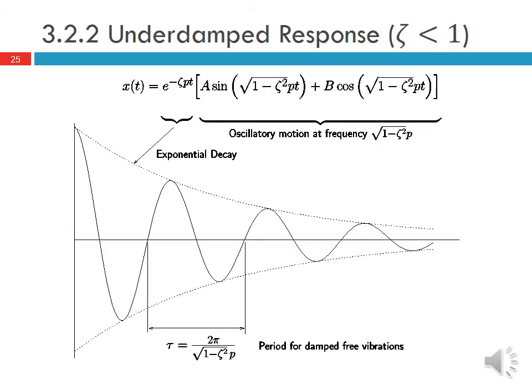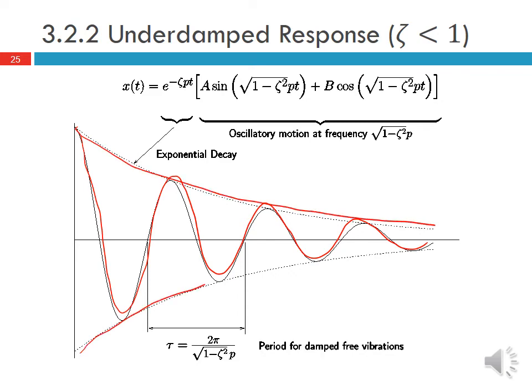So this is what the response looks like. We have this oscillatory motion, so we have our sine and cosine term here. But you see that we have this kind of exponential decay. So each peak, as we go on in the response, gets smaller and smaller. So it has this kind of exponential decay envelope over this oscillatory motion. The period, for the damped free vibrations, is related to the damped frequency, which is the square root of 1 minus zeta squared p. So the period is equal to 2 pi over this frequency.